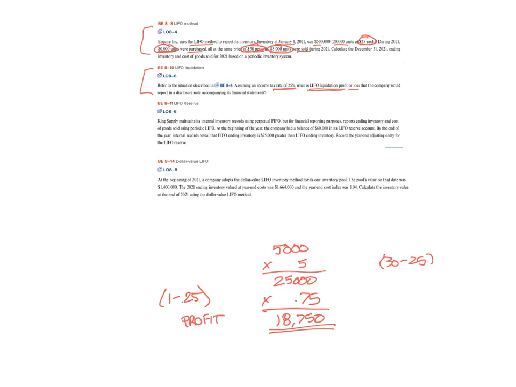And it's a profit because notice that these 5,000 units are at a cost of $25 when the actual current cost is $30. So essentially we're getting a reduction in cost of goods sold because we're dipping into a prior layer. That produces a higher profit because cost of goods sold goes down. And so that's where we get the 18,750 as the LIFO liquidation profit. Let's now go on to the next problem.